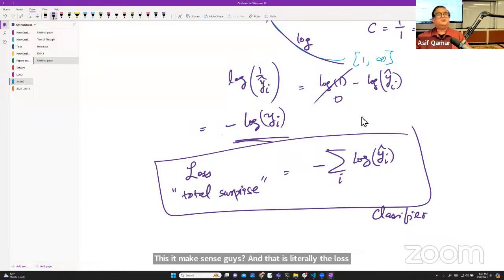There is more to it. There are regularization terms, etc. But for our first session, this will do. Make sense, guys? Right? This is it.